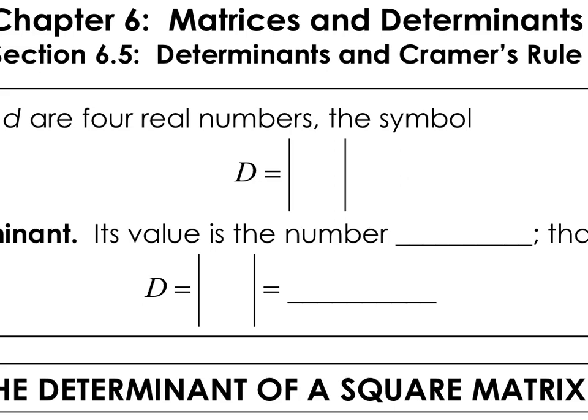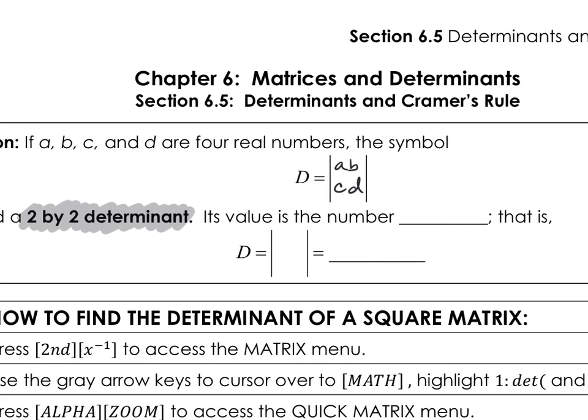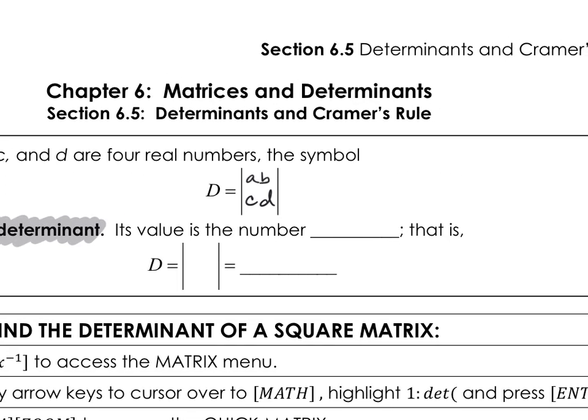So these letters, A, B, C, and D, will help us create what's called a determinant. A second order or a 2x2 determinant, you'll see 2x2 or second order because it's 2x2, third order would be 3x3. The determinant is the value of the number A times D minus B times C.